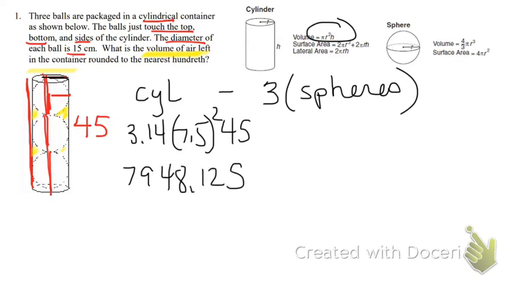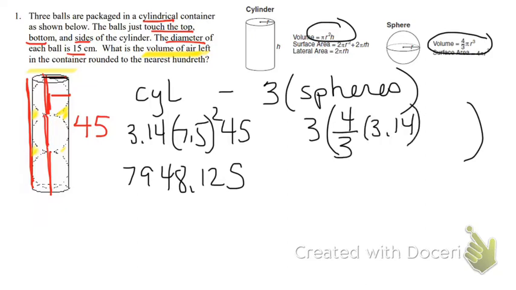7,948.125. Okay, now I need to find the volume of one sphere and then take that answer and multiply it by 3. So I'm going to put the 3 first so I don't forget it. Then the volume formula, 4/3 pi r cubed. Pi times the radius, which again is, if the diameter is 15, then the radius is half that, 7.5 cubed.